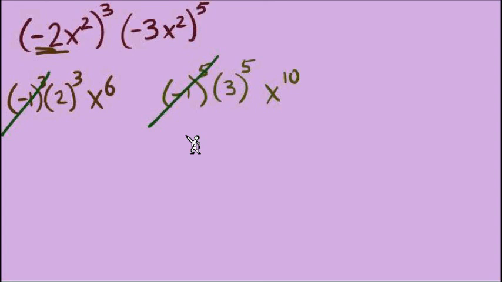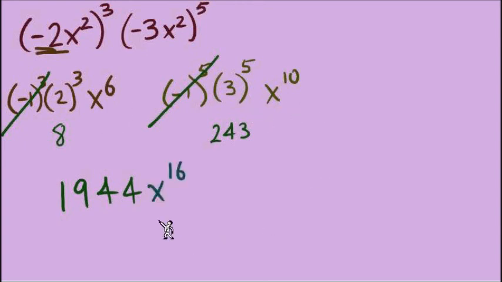And I can move on to these other numbers. We have 2 to the third is 8, and 3 to the fifth is 243. And I'll even go ahead and multiply those together, 1,944. Now let's put together these x's, x to the 6th with x to the 10th. That's x to the 16th. And we've taken care of all numbers and variables. We don't have any negative exponents. We don't have any fractions that need to be simplified, so we're finished.